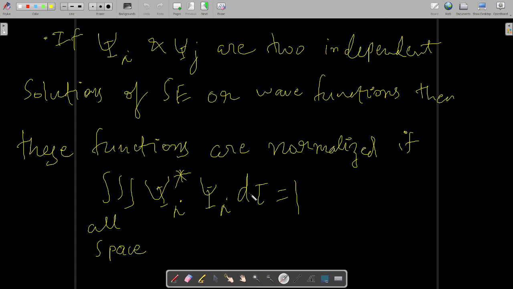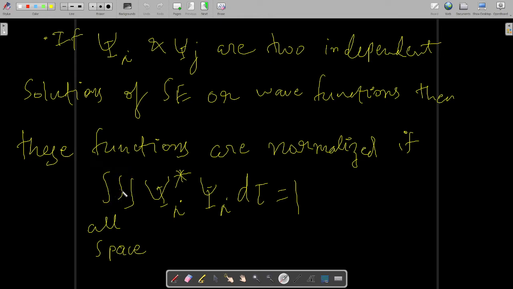And d tau is your differential volume element. I have already told you in the previous classes that d tau is your differential volume element, and you are integrating it over all space. All space simply means that you are integrating it over the entire volume, and entire volume simply means that you will take a triple integral in order to denote volume.